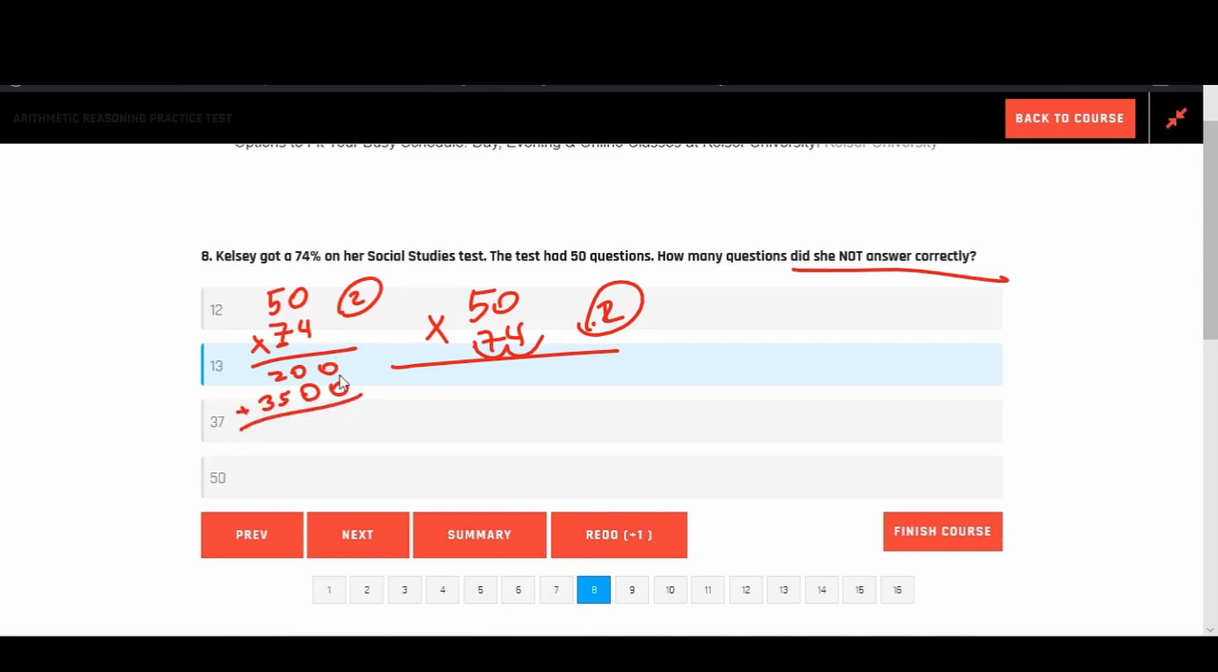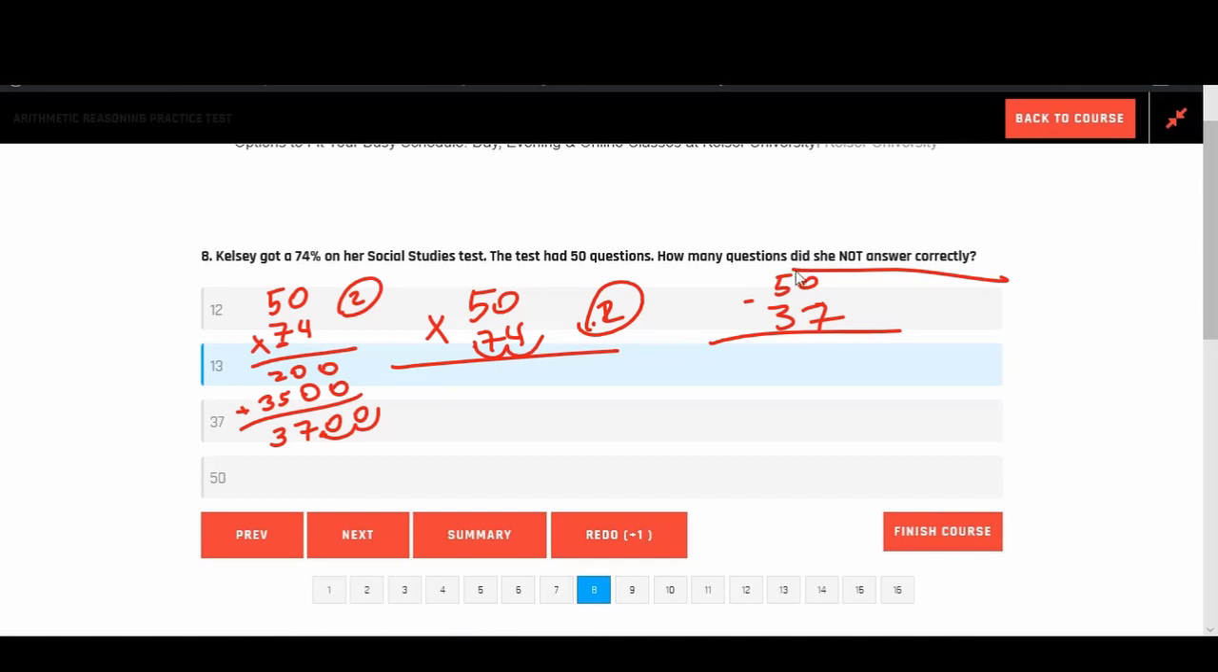Let's add. 0 plus 0 is 0. 0 plus 0 is 0. 2 plus 5 is 7. 3 plus nothing is 3. Shift our 2 decimals back in. 1, 2. So we can see that she got 37 questions correct. This question says how many did she not answer correctly. So we're going to do 50 minus 37.